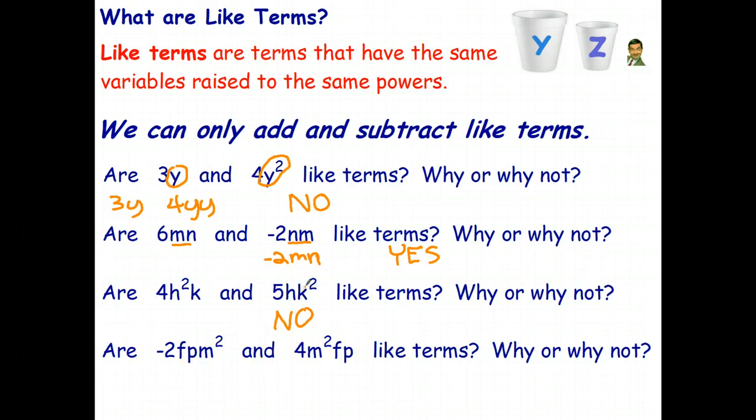And let's look at the last one. Okay, this contains the variable f. This contains the variable f. This one contains the variable p. This one contains the variable p. This one contains an m squared. That one contains an m squared. So the letter parts are the same, even though they're in a different order. Order doesn't matter when you're multiplying. So the answer for this one is yes, and it's because the letter parts are the same.